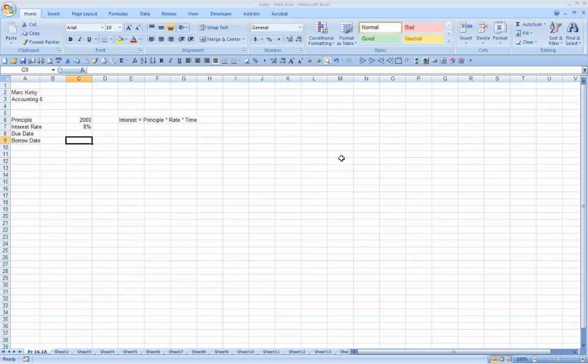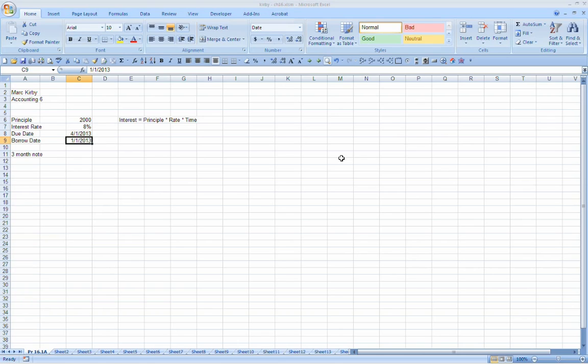When are we going to borrow the money? Let's say 1/1/2013. And let's say the note is a 3-month note. If it's a 3-month note, when is it due? Well, we can sit here and figure this out manually, right? January 1, February 1 is a month, March 1 is 2 months, April 1 is 3 months. So we could type in 4/1/2013, and that's what the due date is.